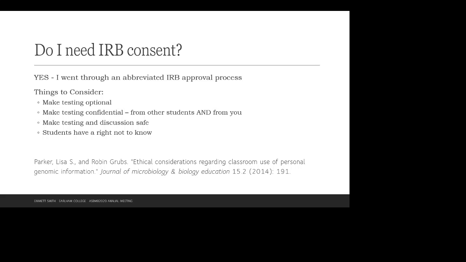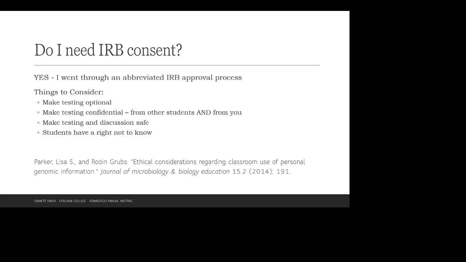While you're thinking about getting IRB consent, a couple of important things to consider are that you need to make the tests optional. You can't force students to do this if they don't want to. You also have to make the testing confidential. It needs to be confidential from other students and from you. You need to make the testing and any discussion that you may or may not have safe for those students. And an important thing that I hadn't thought about too much, but really enjoyed learning more about, was the idea that students have a right not to know.